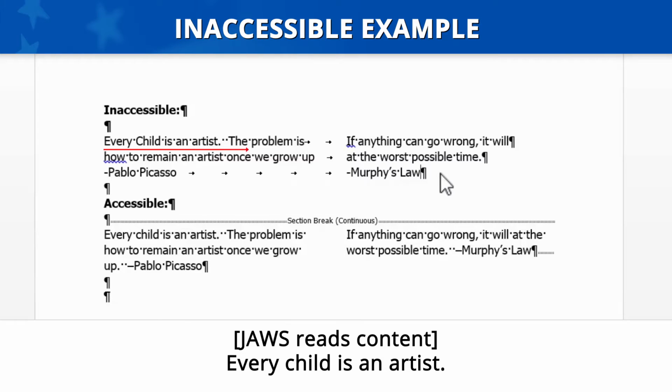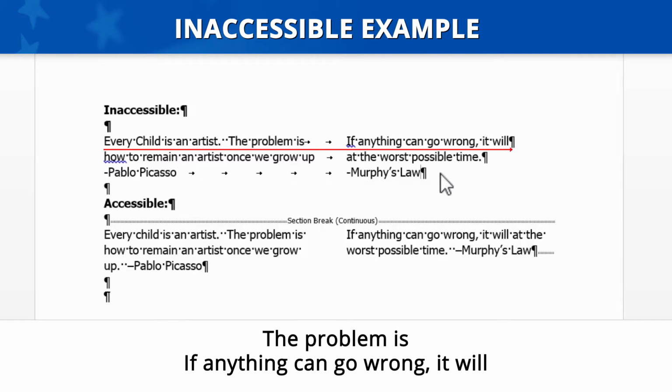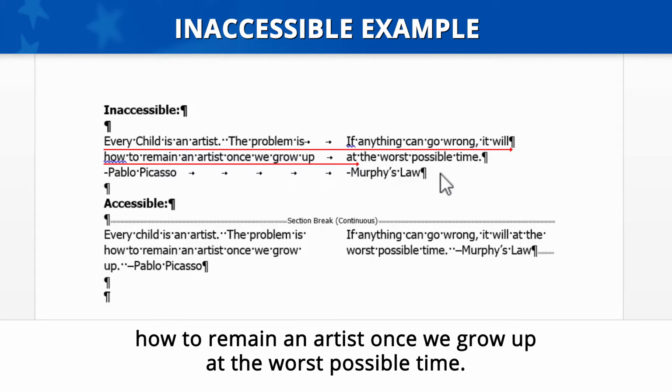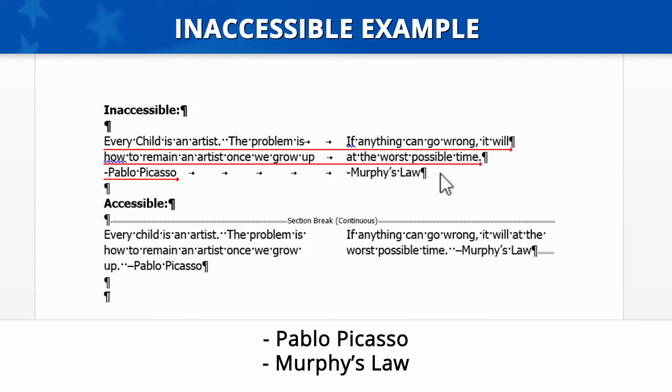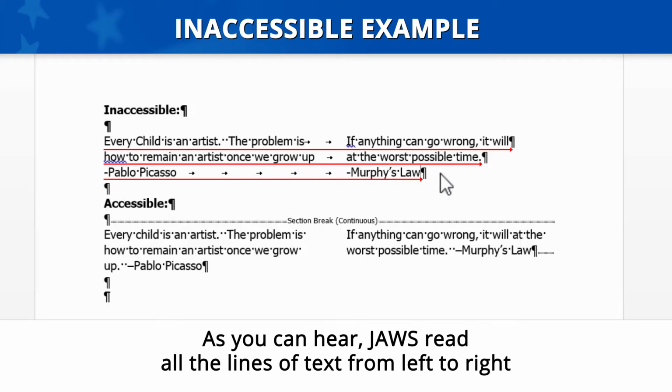Every child is an artist. The problem is if anything can go wrong, it will. How to remain an artist once we grow up at the worst possible time. Pablo Picasso. Murphy's Law.